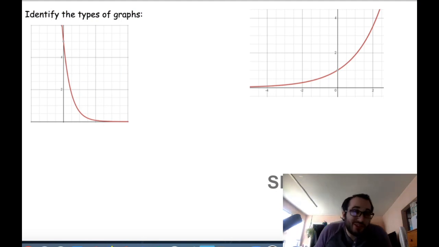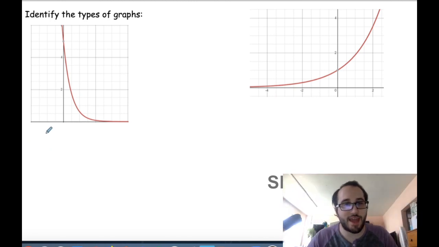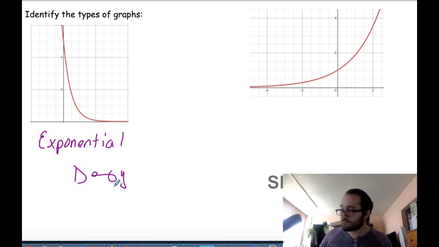What are the only other things that you learned? Exponential, right? This one on the left is going from left to right, it's going down, so this would be exponential decay. And the other one, if you're looking at the graph from left to right, goes up very fast. So that's exponential growth.